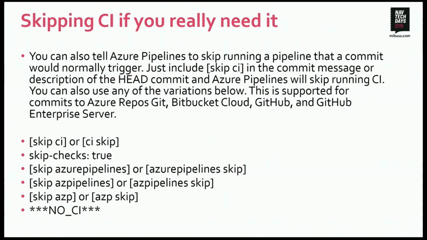Another thing, you can skip CI if you want. For example, when you are committing some changes and you don't want to trigger a CI/CD pipeline, you can just put some of these texts in the commit message, and when you push to the server, it will not trigger the pipeline. Please be careful when using that.